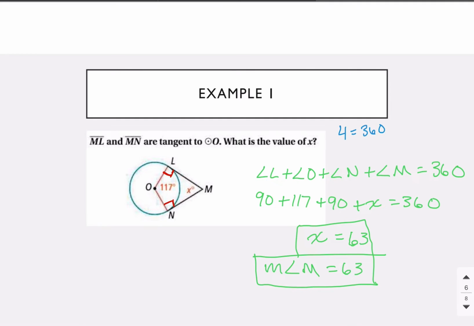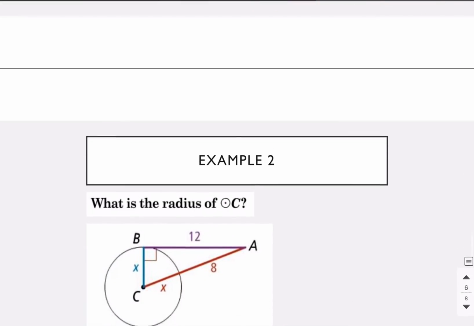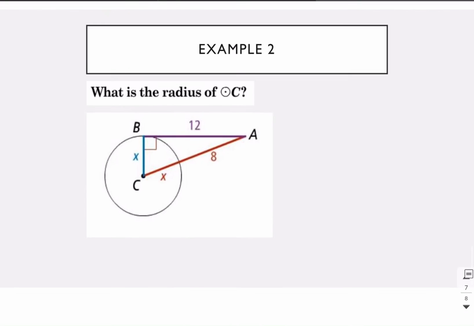So that's one way we can see it. The next way we can see it is we got a right triangle now. So remember, with right triangles, we can use Pythagorean theorem, a squared plus b squared equals c squared. So we need to find the radius. And right now the radius is x.